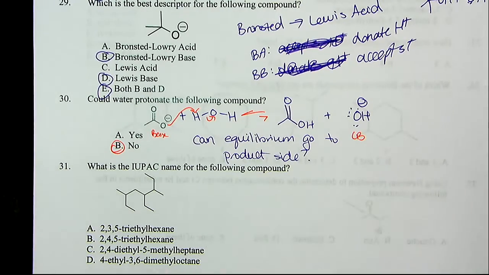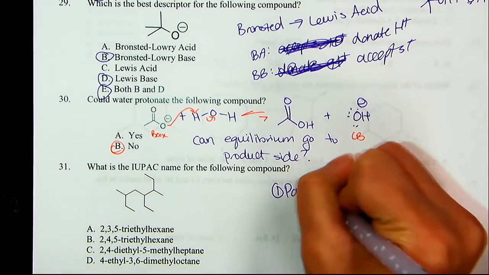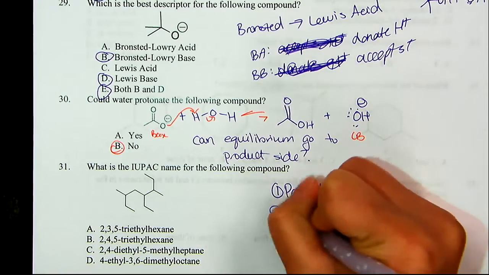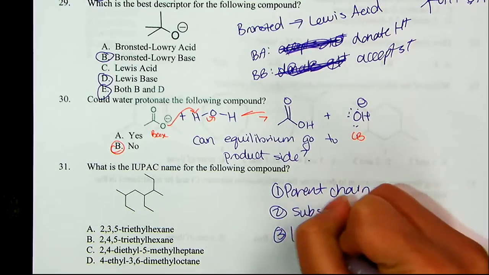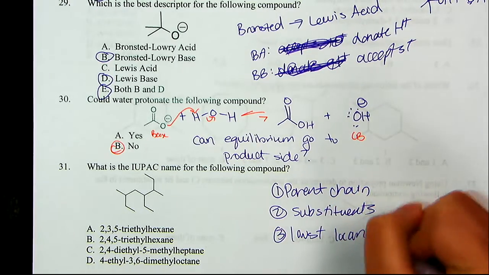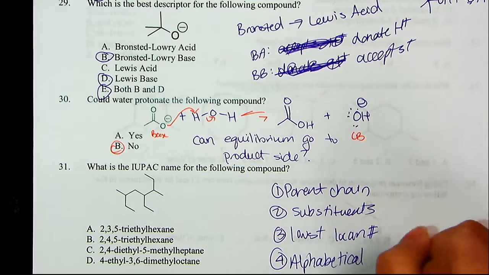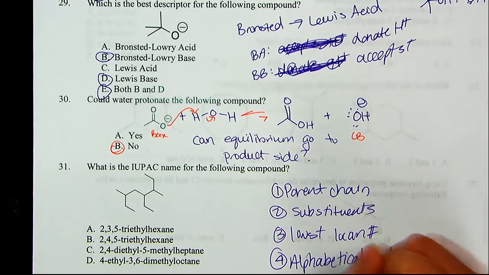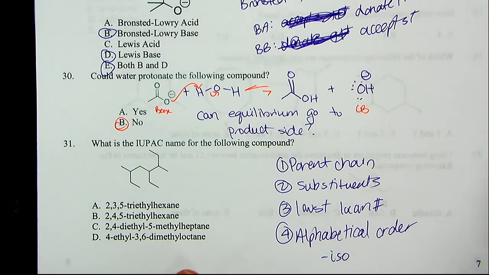So now we have our IUPAC naming. Again, I'm not going to go through the entire rule in detail. I think at this point, in chapter 14, you should know how to name them using our IUPAC rules. So one, parent chain, is kind of a quick summary. Two, substituents. Three, lowest locant number. And then four, alphabetical order. Only iso counts for alphabetical order; the other prefixes like di, tri, and tert do not count.